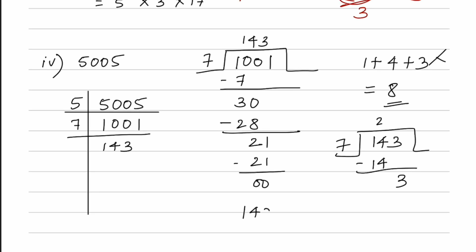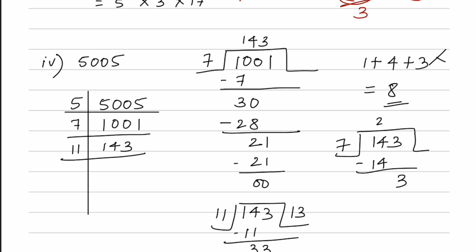If you do 143 divided by 11, I have 11 ones are 11. 3 is left behind, so I'll take the 3 down, so I know 11 3s are 33. So the answer is going to be 11 into 13. And then since 13 is a prime number, 13 ones are 13. So 5005 can be written as 5 into 7 into 11 into 13.